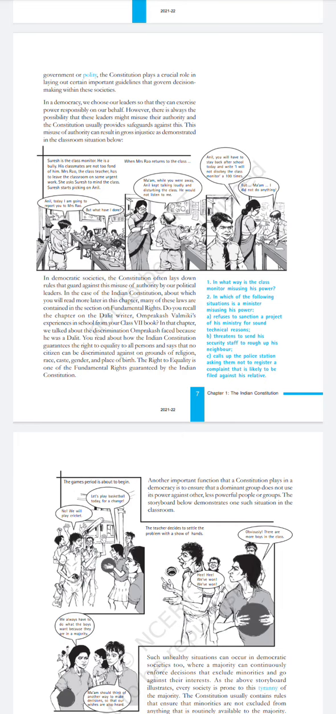In the case of the Indian constitution, about which you will read more later in this chapter, many of these laws are contained in the sections on fundamental rights. Do you recall the chapter on the Dalit writer Om Prakash Valmiki's experiences in school from your class 7 book? In this chapter, we talked about the discrimination Om Prakash faced because he was a Dalit. You read about how the Indian Constitution guarantees the right to equality to all persons and says that no citizen can be discriminated against on grounds of religion, race, caste, gender, and place of birth. The right to equality is one of the fundamental rights guaranteed by the Indian Constitution.